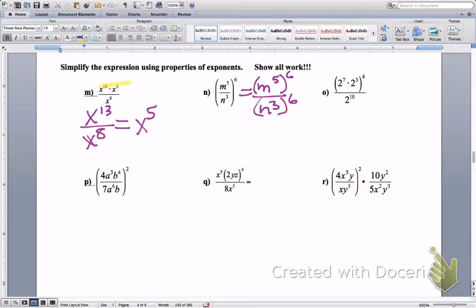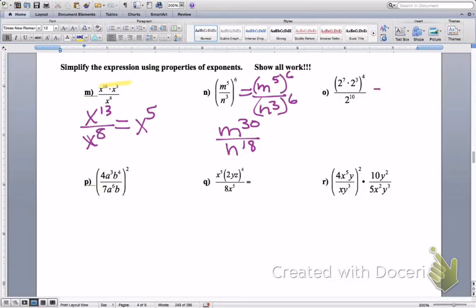So 5 times 6 is 30. And 3 times 6 is 18. And that's an n. And we are done. We cannot subtract the 30 and the 18 because we have different bases. M and n are not the same. We cannot subtract them.